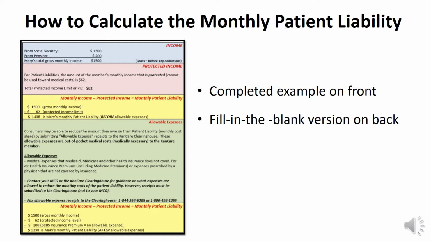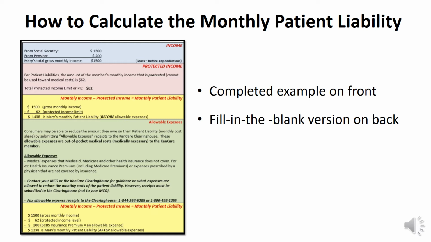Now that's before any allowable expenses. If she's paying for something every month that insurance won't cover but that is medically necessary, or if she's paying for additional health insurance, things like that, certain things would be determined an allowable expense, and they would deduct those from her monthly patient liability amount.